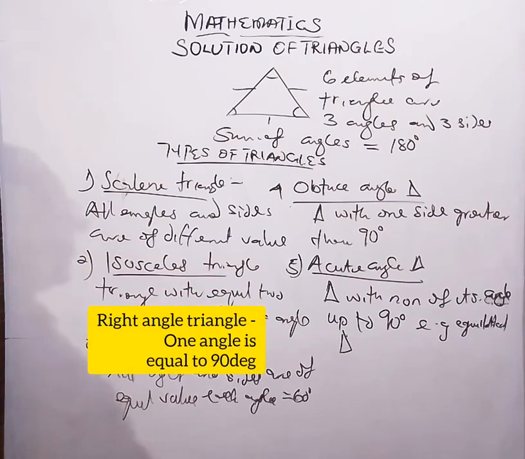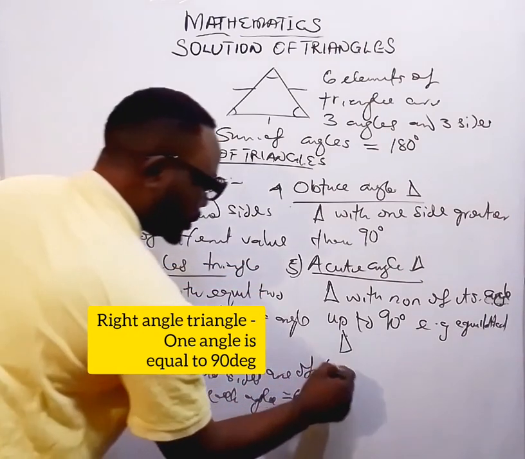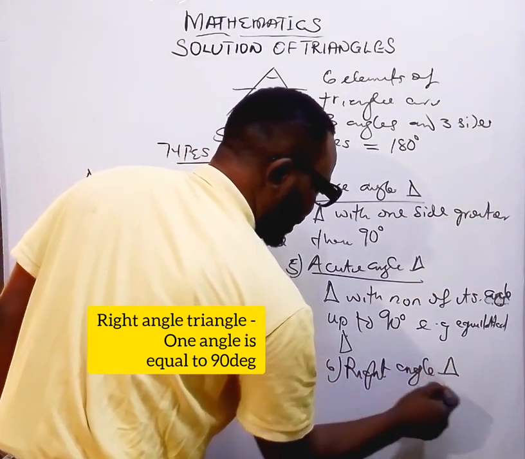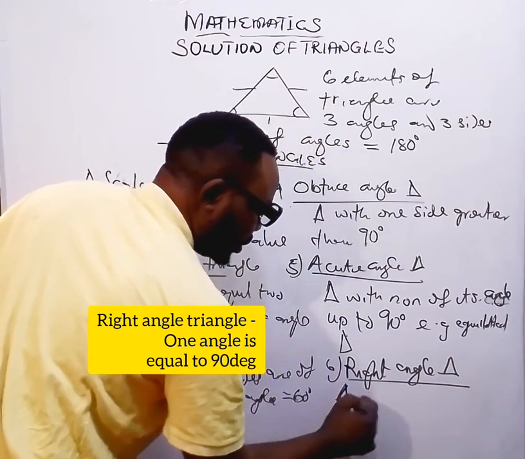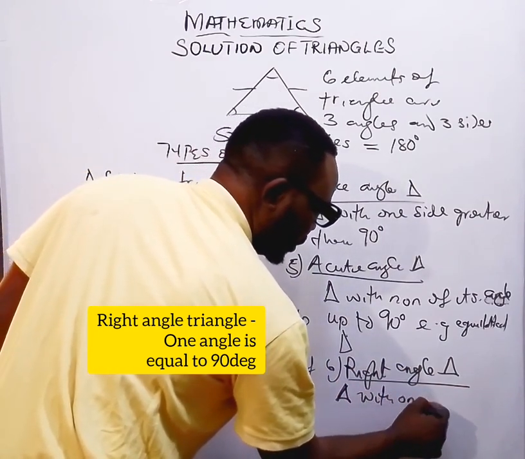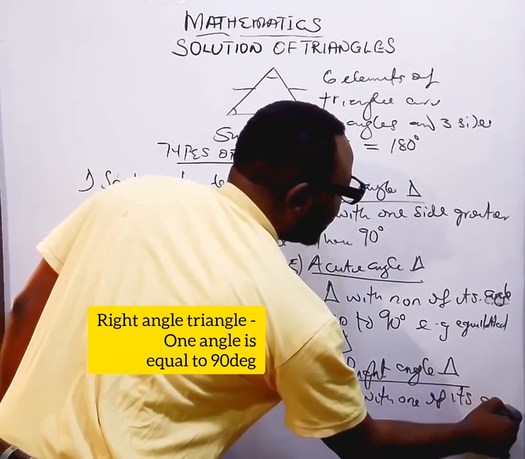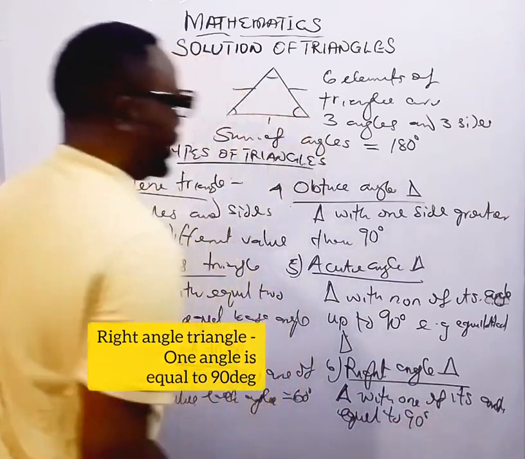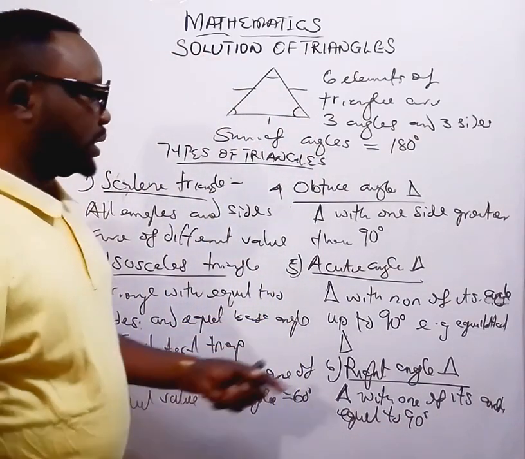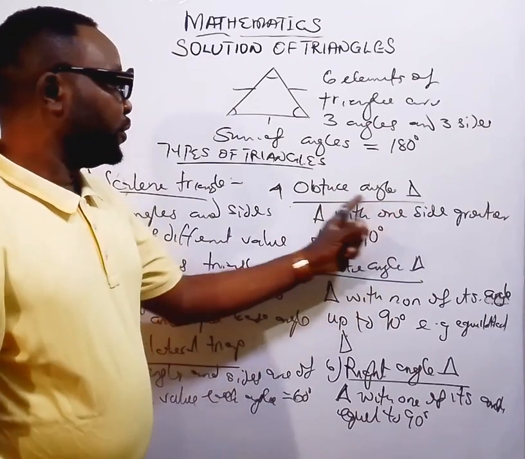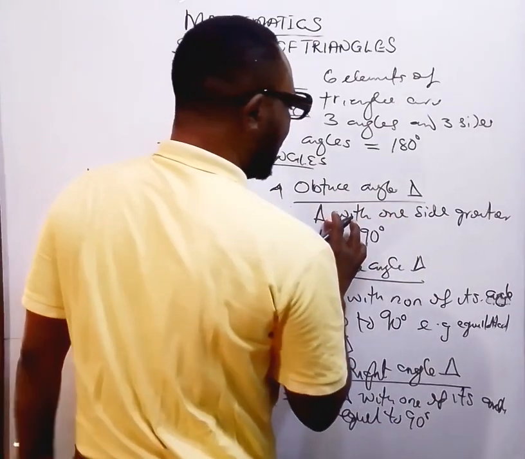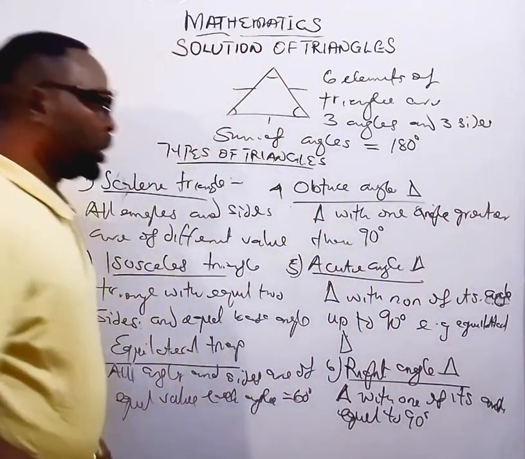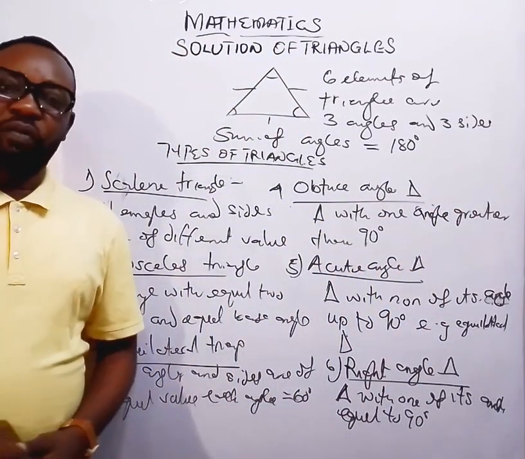Another one we have is called the right angle triangle. A right angle triangle is a triangle with one of its angles equal to 90 degrees. Excuse me, for the obtuse angle triangle, this is a triangle with one angle greater than 90 degrees. Take note of that. Thank you.